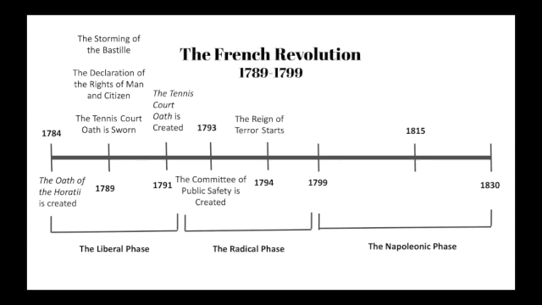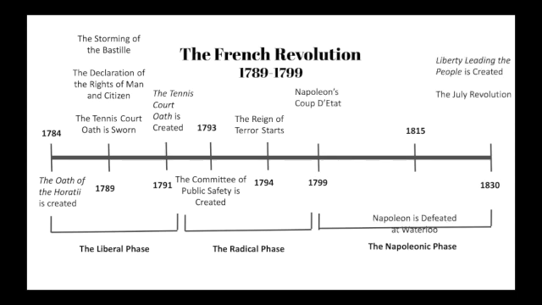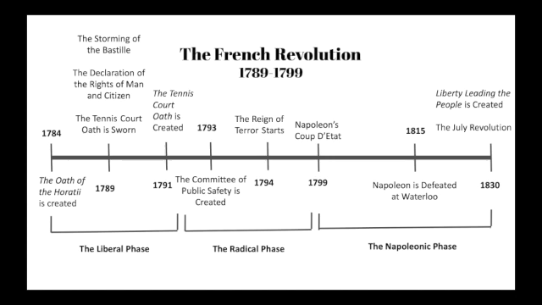The radical phase took a drastic turn as a republic was created. This was led by the Committee of Public Safety, who started the Reign of Terror in 1794. The Napoleonic phase began with a coup d'état staged by Napoleon, who was then elected to be the first consul. He established himself as dictator and eventually assumed the role of emperor. This marked the end of the French Revolution, but not of its consequences, as France's government and art scene were irrevocably changed.